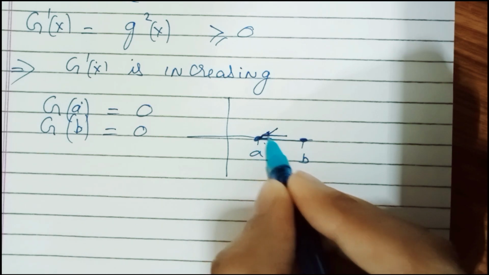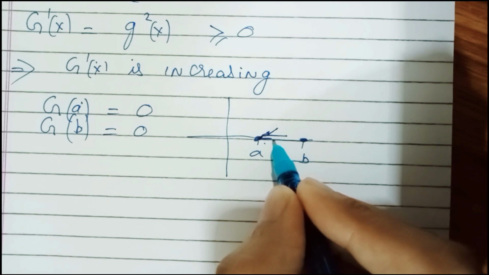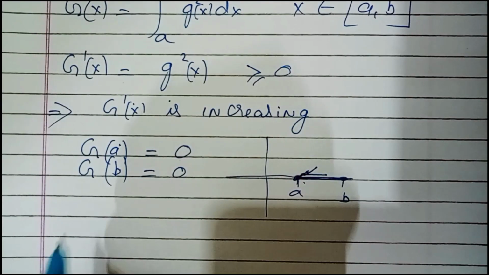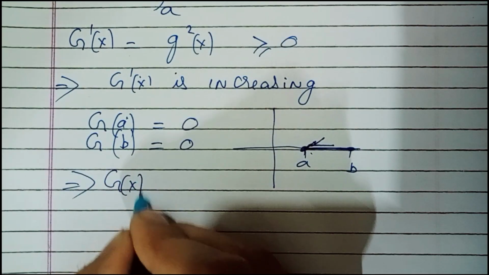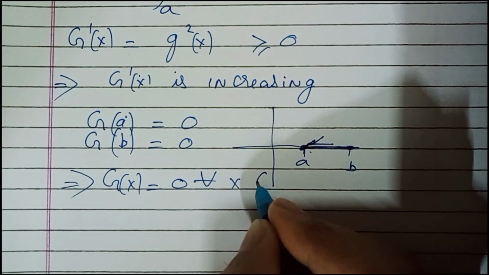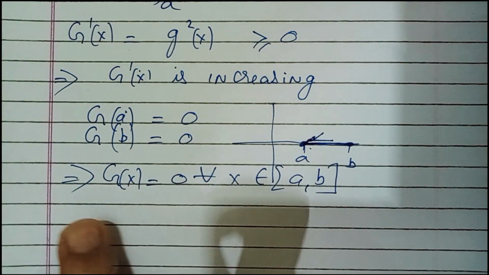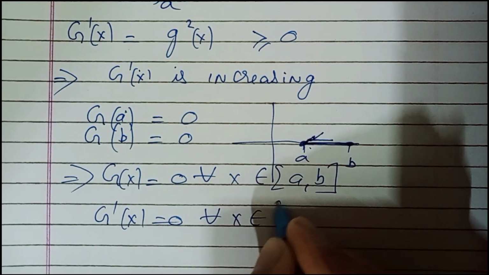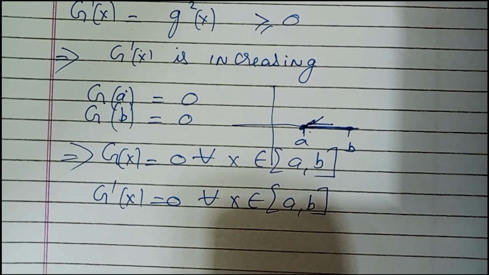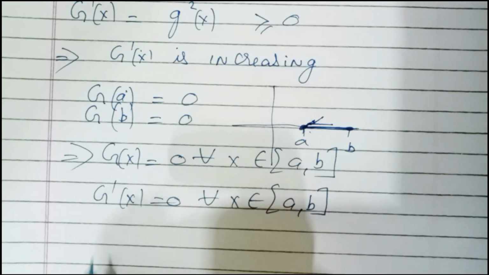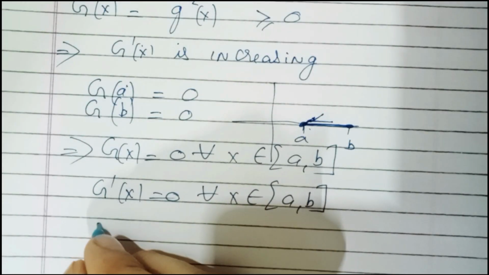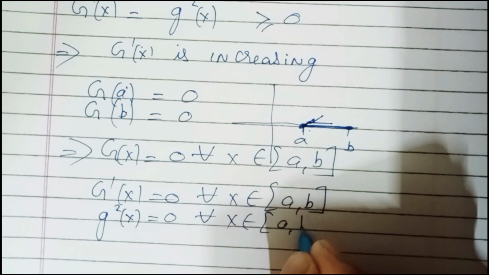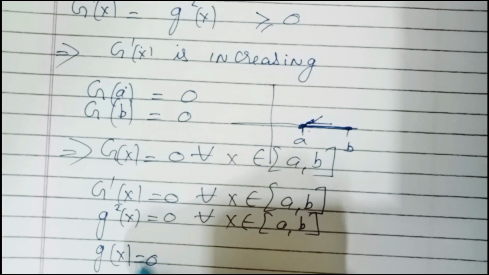So from these three pieces of information, I can say that this implies Gx is 0 for all x belonging to this interval. And since Gx is 0 for all x, its derivative also has to be 0 for all x belonging to a to b. I know what the derivative G dash x is. I know it's g square x. So g square x is 0 for all x belonging to a to b, and if g square x is 0, then gx also has to be 0 for all x belonging to a to b. And this is how we prove this problem.